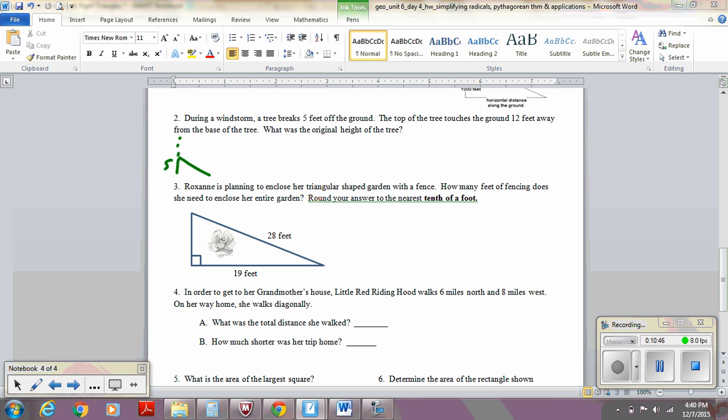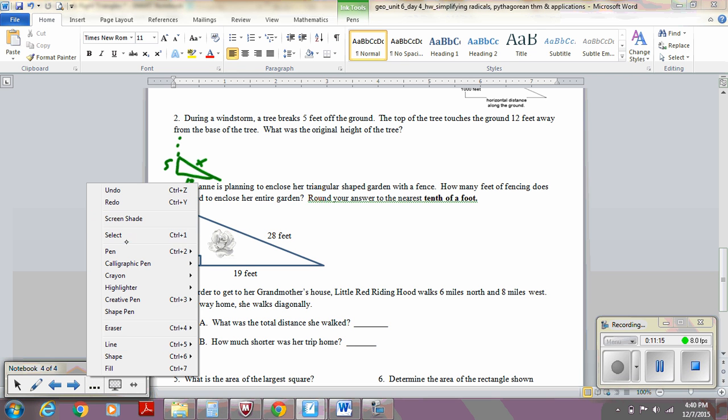And when it broke, the top was 12 feet from the trunk. So this long part is 12. It wants to know what the original height of the tree is. To find the original height of the tree, I would first have to find the hypotenuse, which is x, and then take that value and add it to 5 to get the correct final answer. So let's begin.